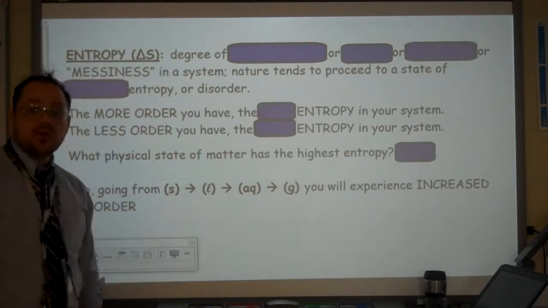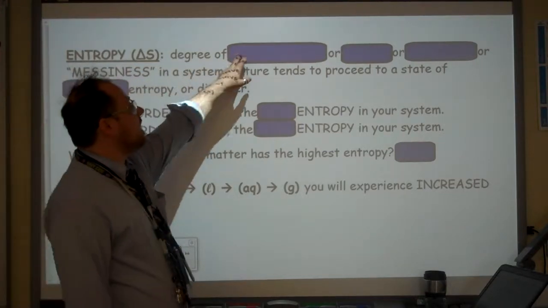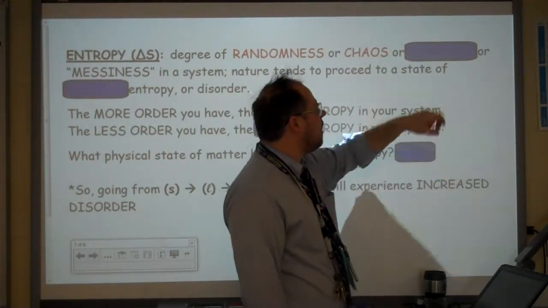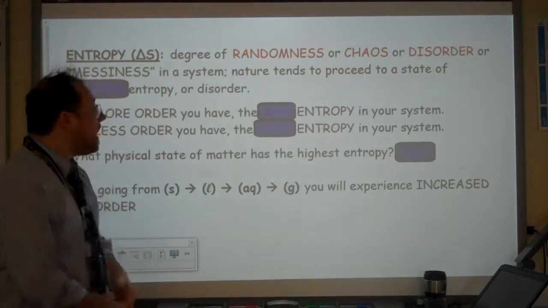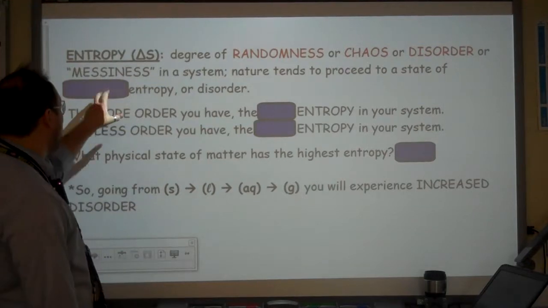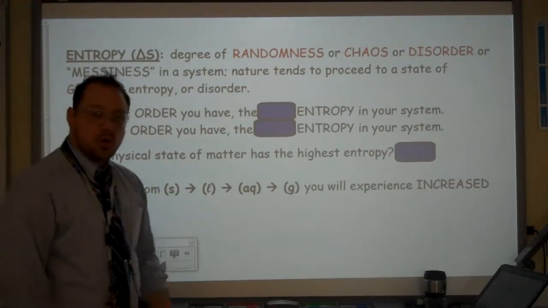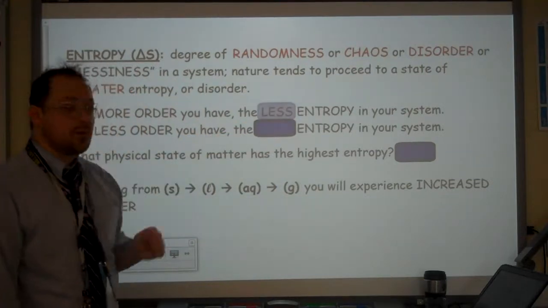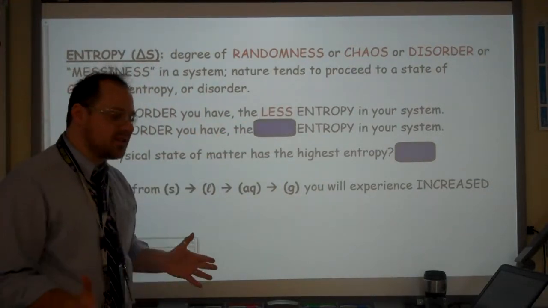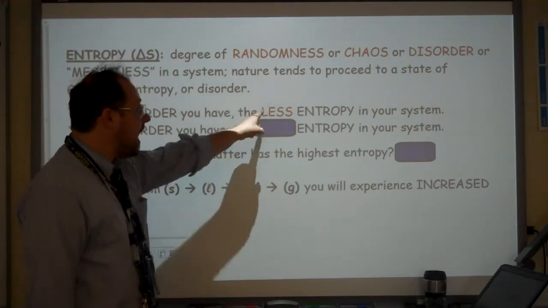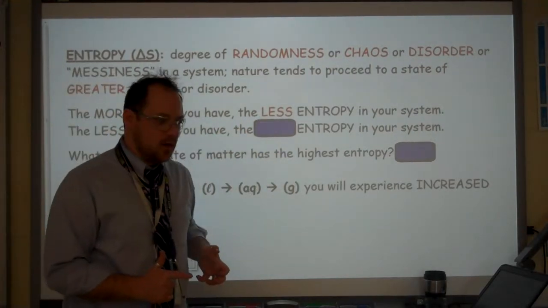Entropy, the term that we use is delta S. It's the degree of randomness or chaos or disorder or messiness in a system. So nature tends to proceed to a state of greater entropy or disorder. The more order you have, the less entropy in your system. So the more you're asked to line up in single file and prepare for scanning in the morning, the less entropy is in the system.